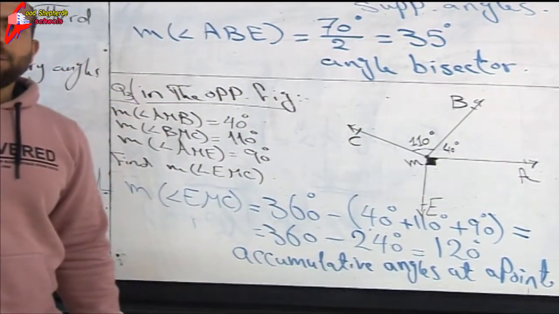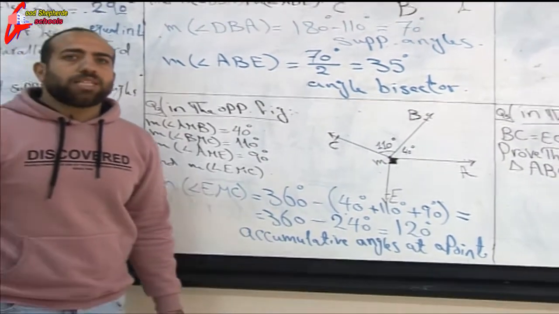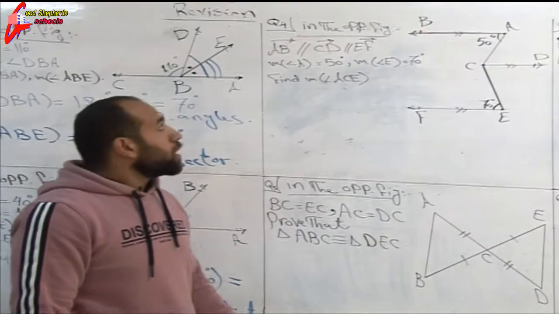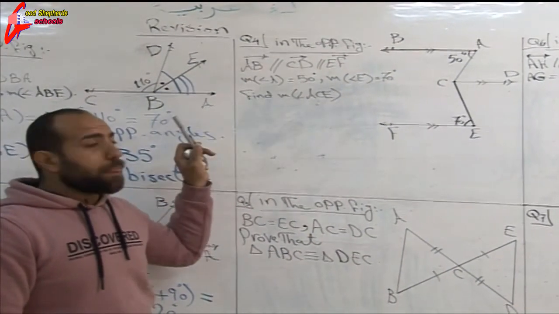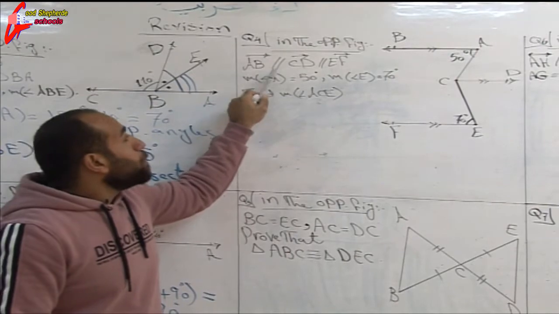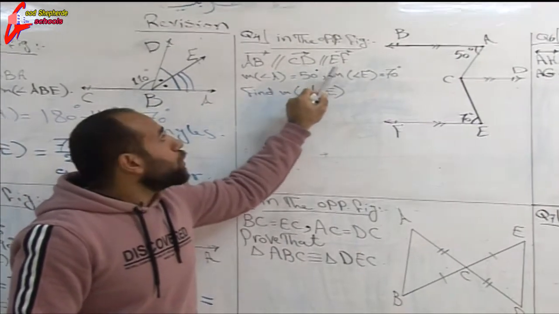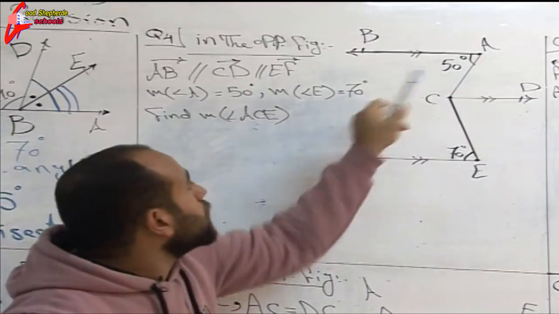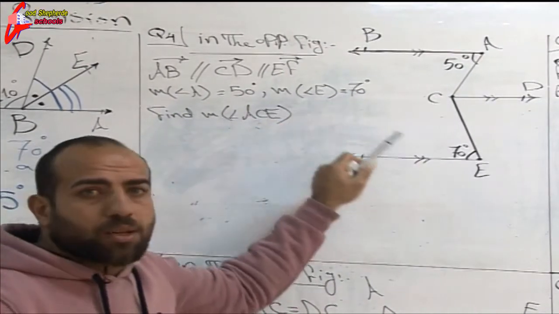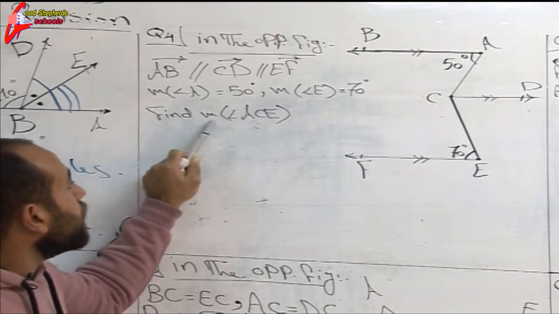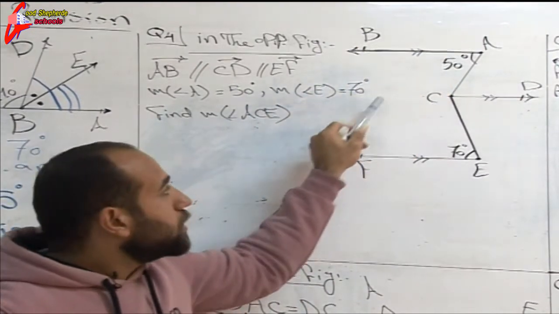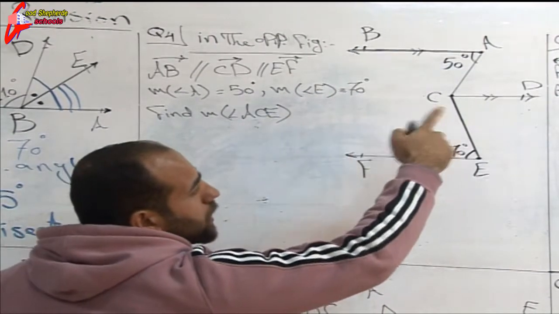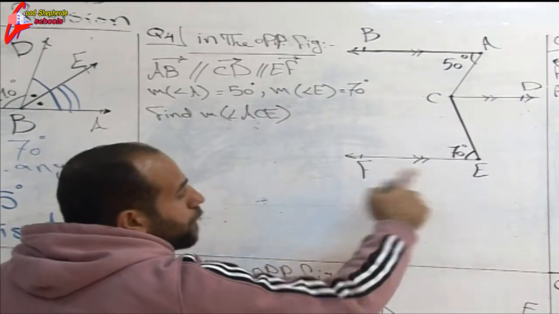Okay? Now, let's move to question number 4. In the opposite figure, AB is parallel to CD, parallel to EF, and measure of angle A equals 50, measure of angle E equals 70. He wants us to find the measure of angle ACE. First, I have BA parallel to CD and CD parallel to FE.